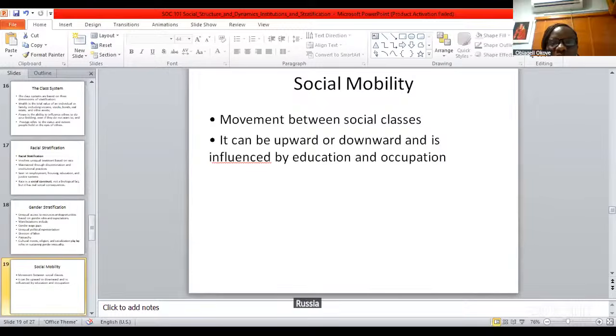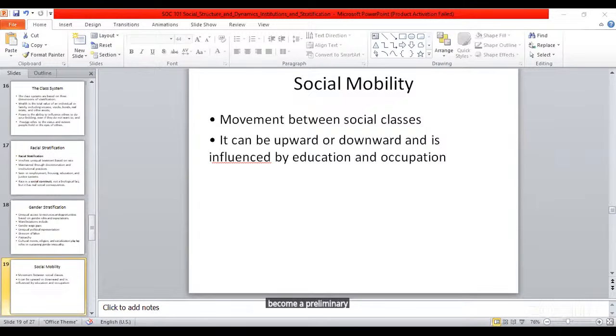Social mobility. What is social mobility? Social mobility is the movement between social classes, that is, moving from one social class to another. It can be upward, it can be downward. Upward in the sense that a secretary is promoted to become an executive secretary. That is upward mobility, and that's a promotion. It can also be downward, where an executive secretary is demoted to become an ordinary secretary.